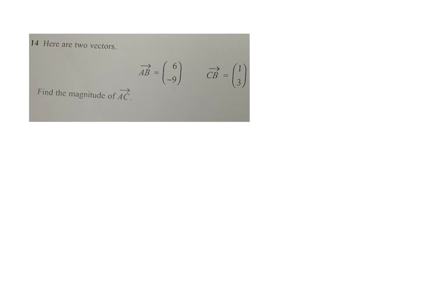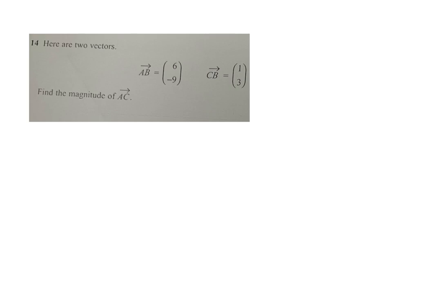This 3-mark question involves working with vectors, combining two of them, and then looking at the size or the magnitude of the line that joins two of the points involved with the vectors. So let's do a sketch first of all of the two vectors. We have vector AB. AB goes 6, -9.